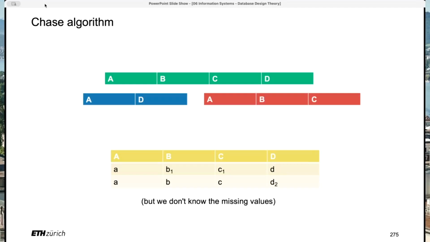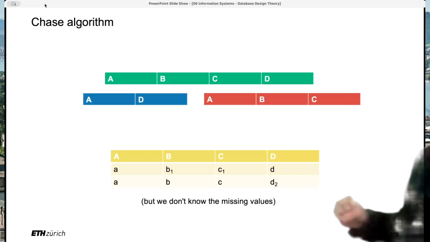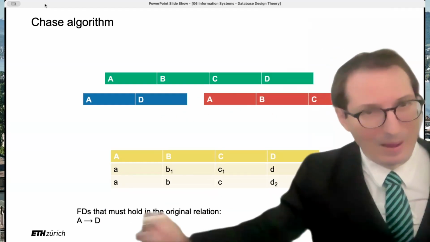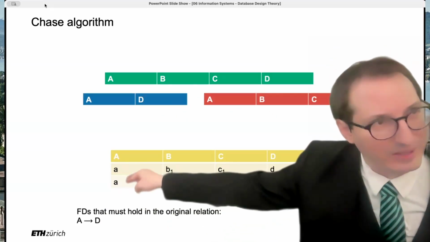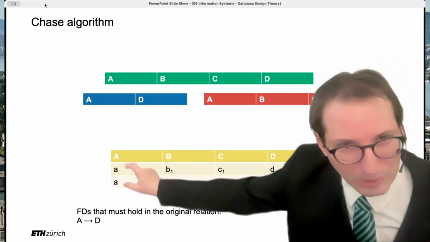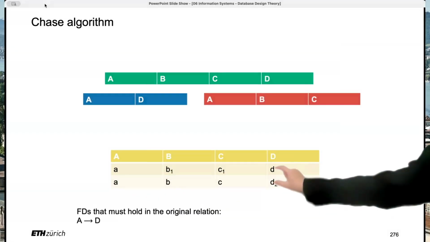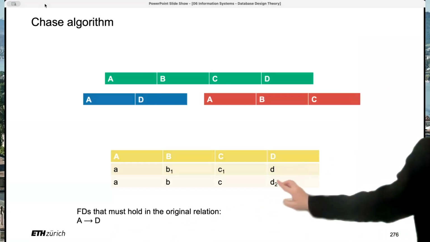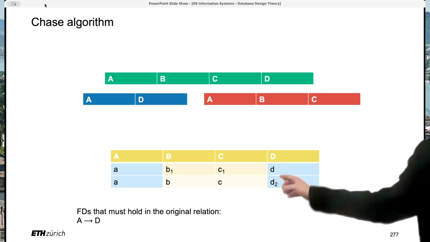A determines D. Yes? Exactly. D has to be equal to D2. Because if I have the functional dependency that A determines D, it means that D is a function of A. But now I see twice A here. It's the same value. So if I have the same value here, I must necessarily also have the same value there because of this. Who agrees? Right? So we know that D2 must be D. Right? D2 must be equal to D. Otherwise, the functional dependency wouldn't hold.